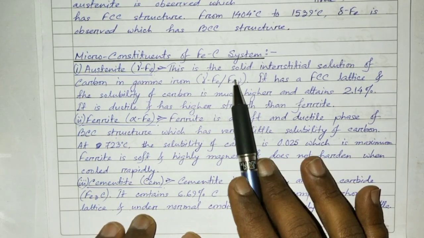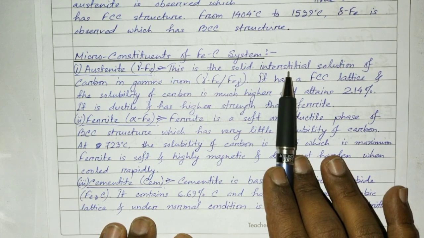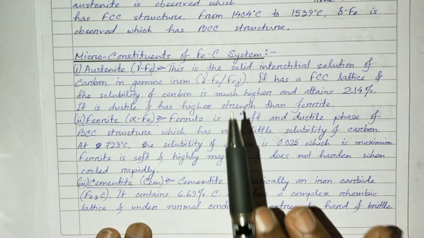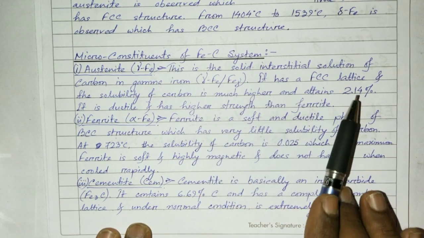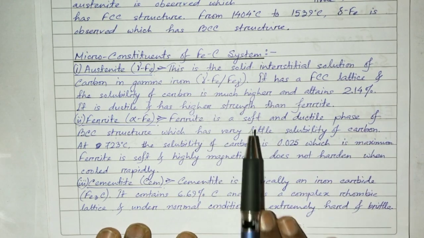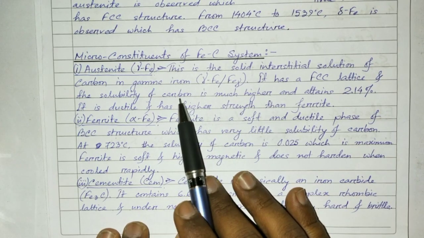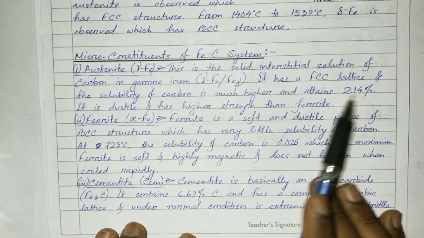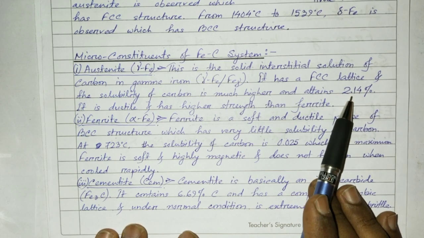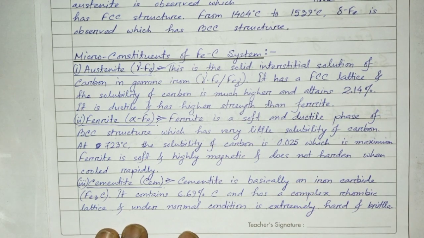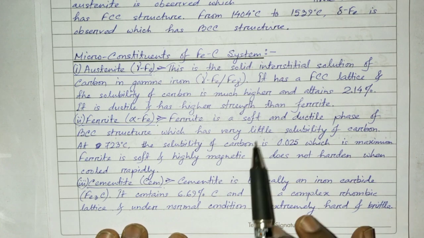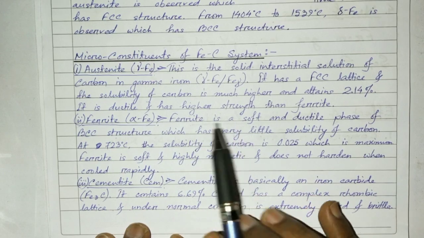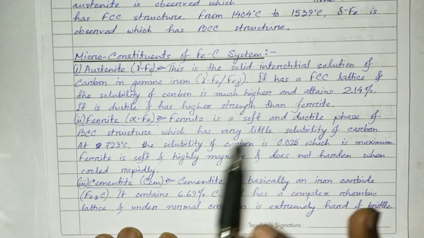Now, austenite is a solid interstitial solution of carbon in gamma iron. From the phase diagram, which I am going to show you later, you can see that the solubility of carbon is highest in this case, and it attains around 2.14% at around 1130 degrees centigrade. Now, it is ductile and has higher strength than ferrite.